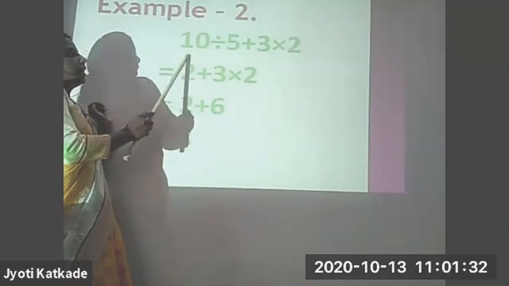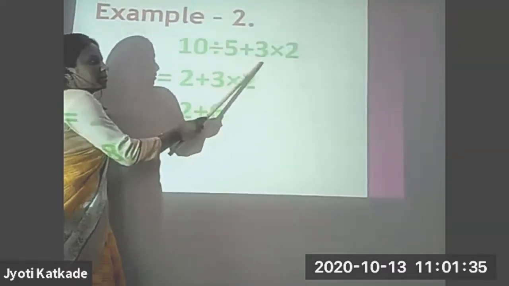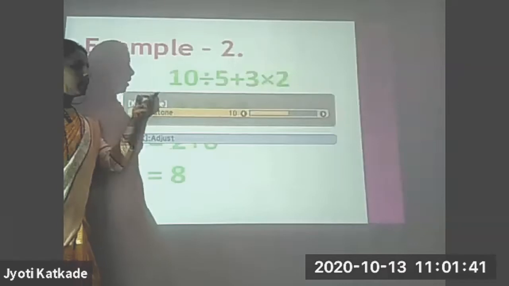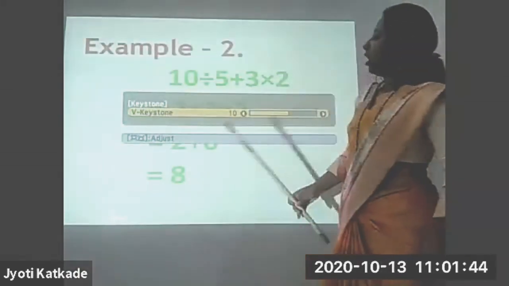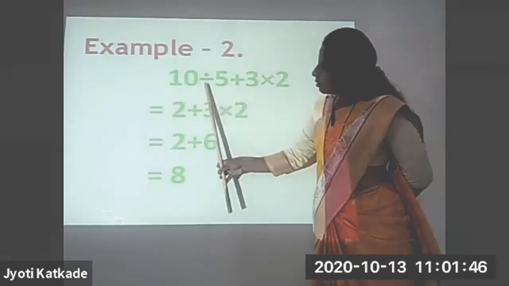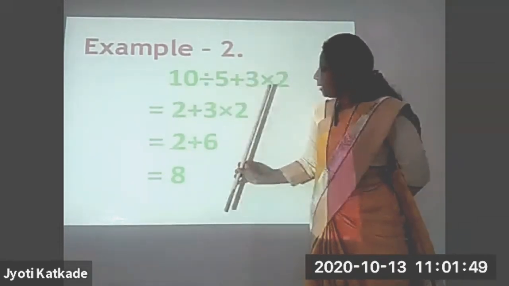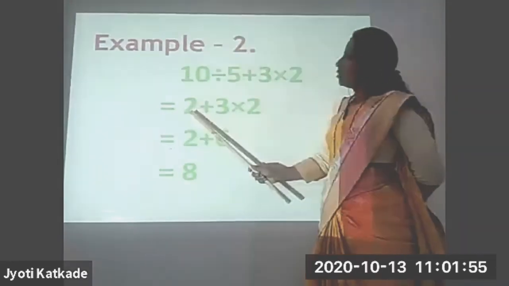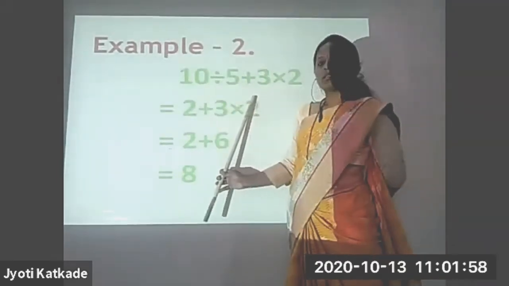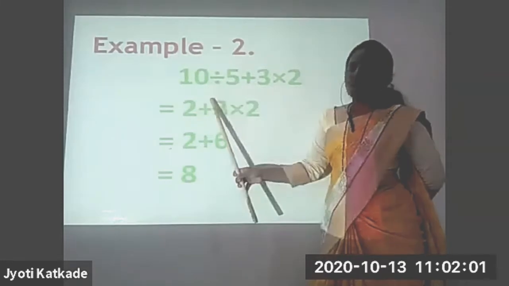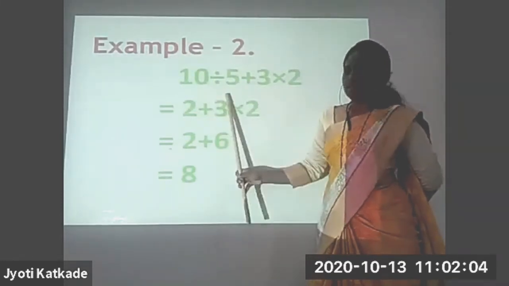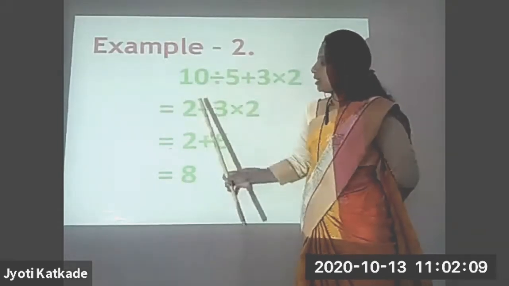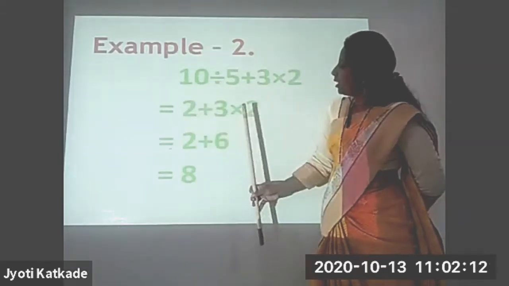That is 10 divided by 5 plus 3 into 2. This is our mathematical expression. Okay. Now see how we can solve this. Here there are division, addition and multiplication. 3 mathematical operations are here in this example. Okay. So which do we have to do first? According to our rule, first of all we have to do the division. Then 10 divided by 5 is 2, and plus 3 into 2 is taken as it is.